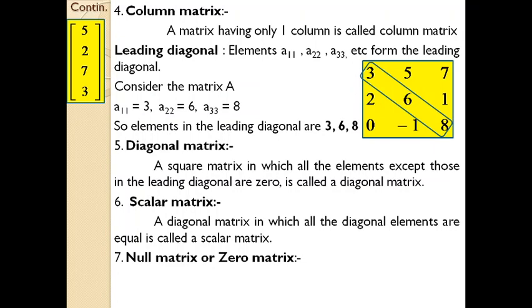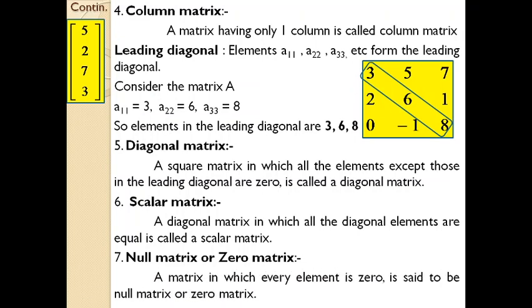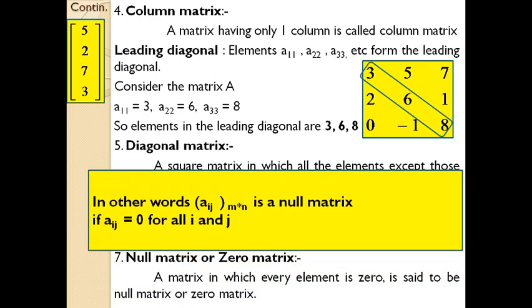Next one, null matrix or zero matrix. As the name suggests, null means nothing, 0 means there is no other numerical value. So a matrix consisting of only 0 values is known as a null matrix. A null matrix looks like this. It may have an equal number of rows and columns. It may be a rectangular matrix, it may be a square matrix, depending. But if all the elements within the matrix are 0, that matrix is known as a null matrix or zero matrix.